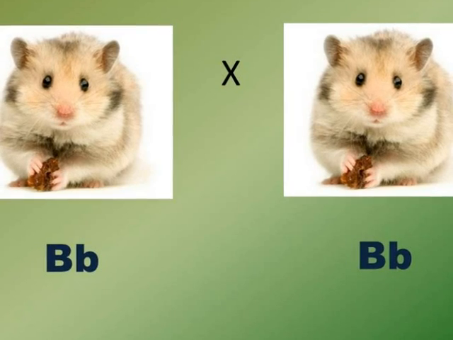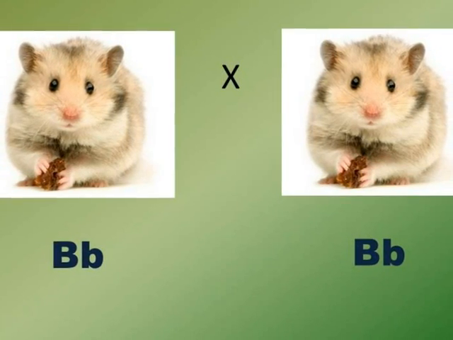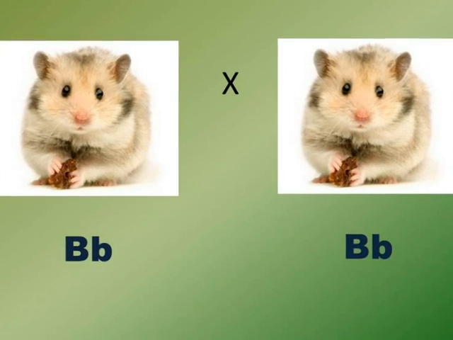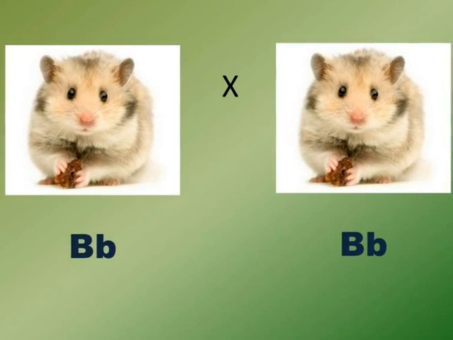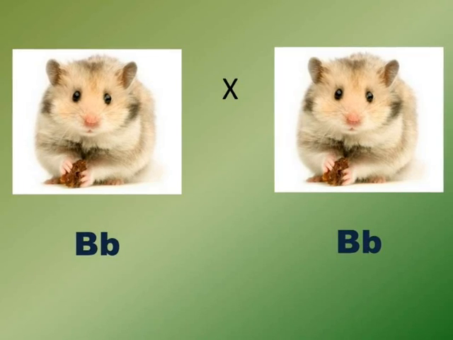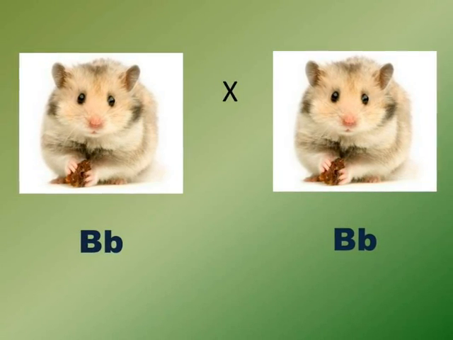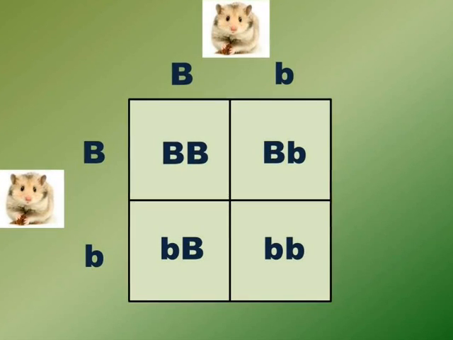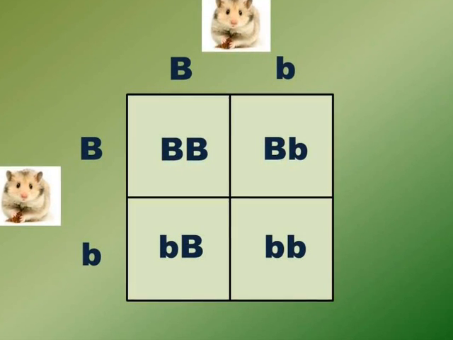Let's see how good you have become at doing Punnett squares. Here's your next cross. We have 2 heterozygous blonde hamsters. I want you to draw and set up your Punnett squares, remembering where to put each of the parents. Go ahead and do the cross. Pause the recording so you have time to finish. Time to check your work. Your square should look like this one if you did it correctly.